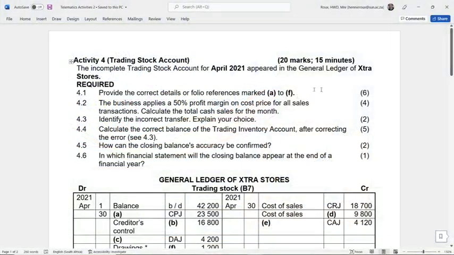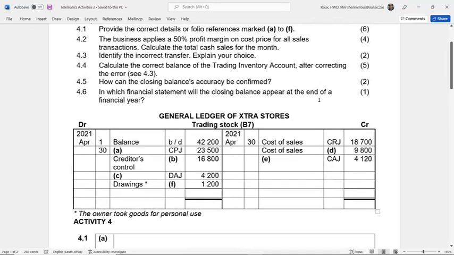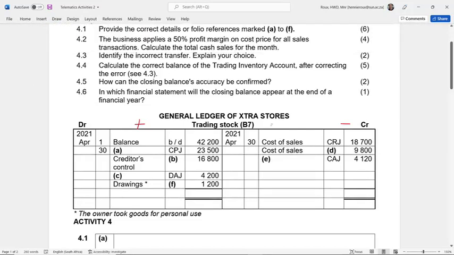This is the trading stock account from Extra Stores, and the first question is we have to fill in the missing amounts, A to F. Trading stock we know is an asset that will increase on the debit side and it will decrease on the credit side. We also know trading stock is shown at cost price.